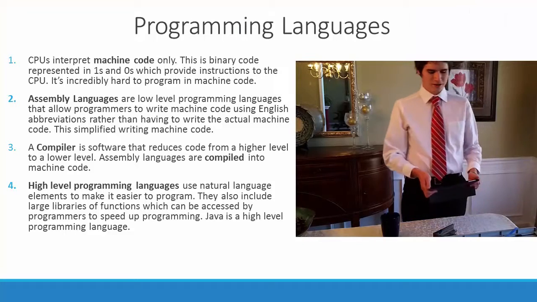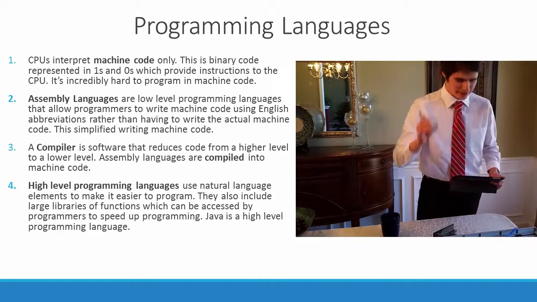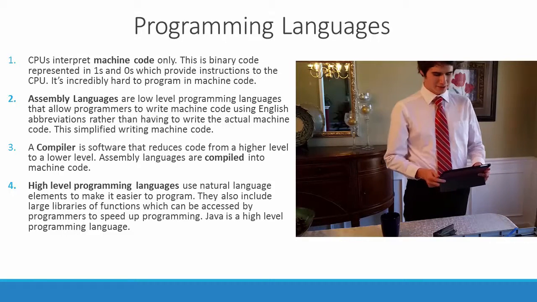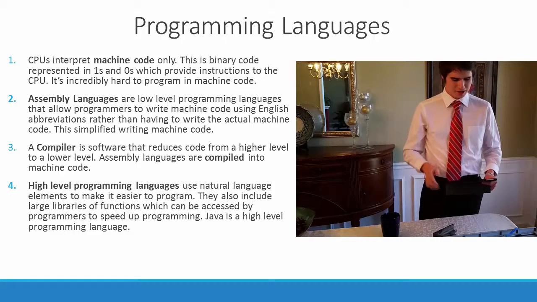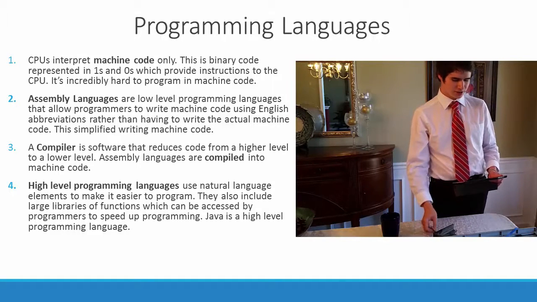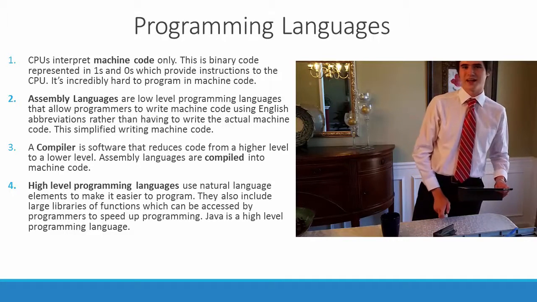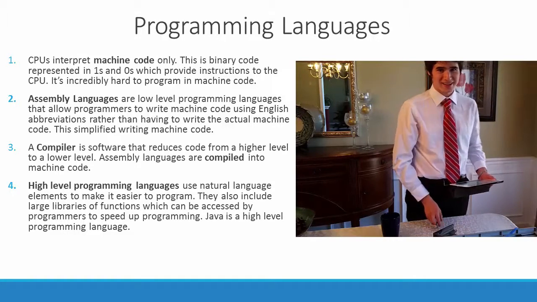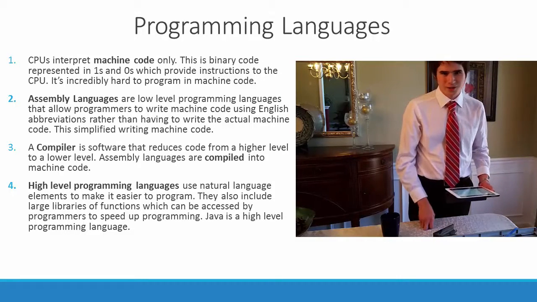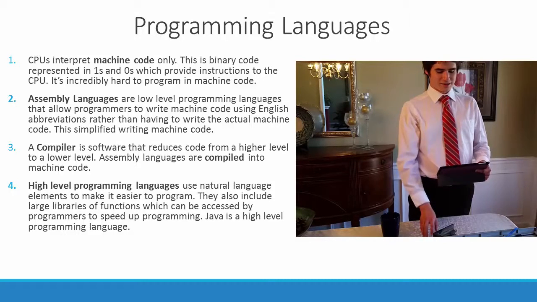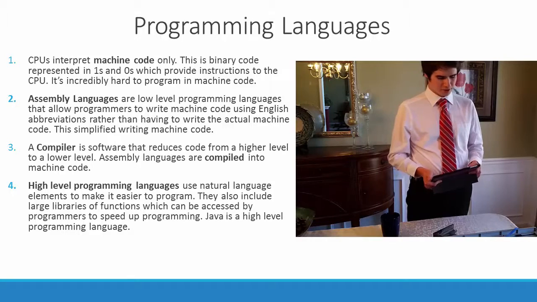Fun stuff. Alright, so CPUs interpret machine code, and this is the binary code represented in ones and zeros, which provides instructions to the CPU. So it's incredibly hard to program in machine code. I don't know if you would particularly like that very much. 1001, yeah. No one would understand it, and it would just be crazy. But there are actually people who can do that. It's incredible.